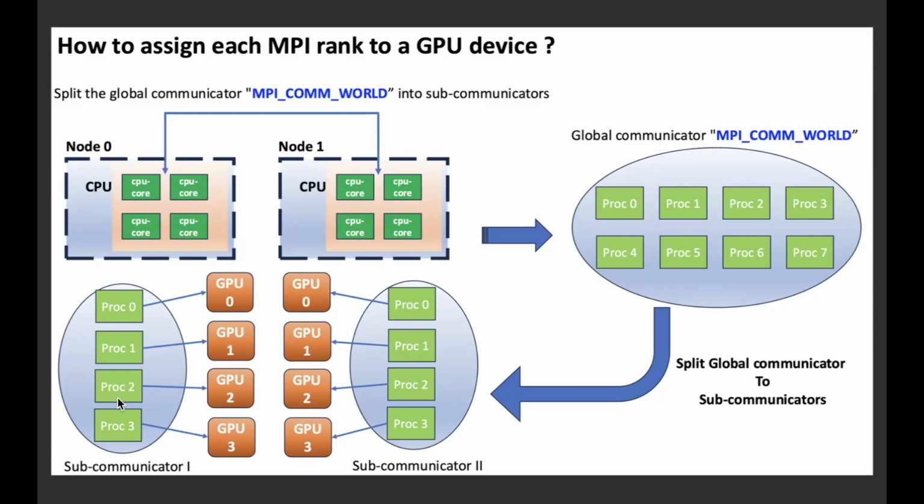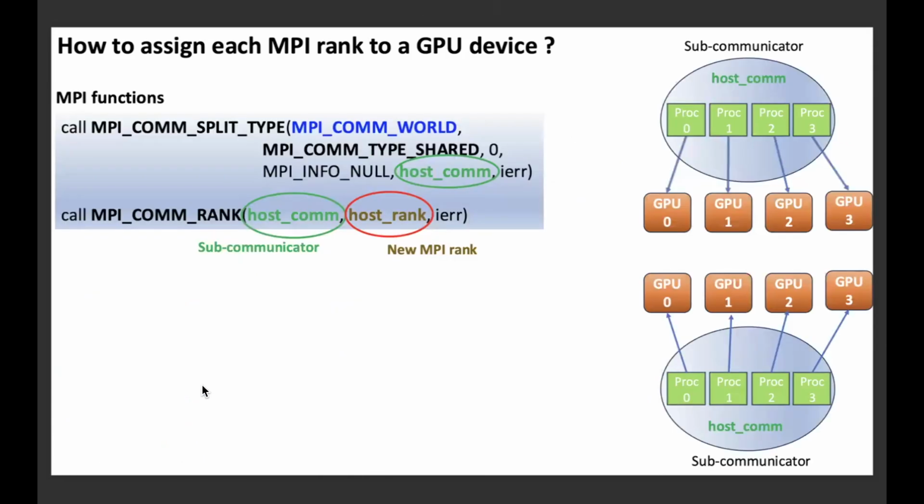So that's the concept. Now, how do we implement that in an application? There is an MPI function called MPI_Comm_split_type. It accepts as an argument the global communicator and splits it into subcommunicators. The output of this function is the host communicator, which is a subcommunicator containing, as I mentioned, processes that run on the same compute node. Even more important, this function accepts an argument that enables a shared memory of these processes.